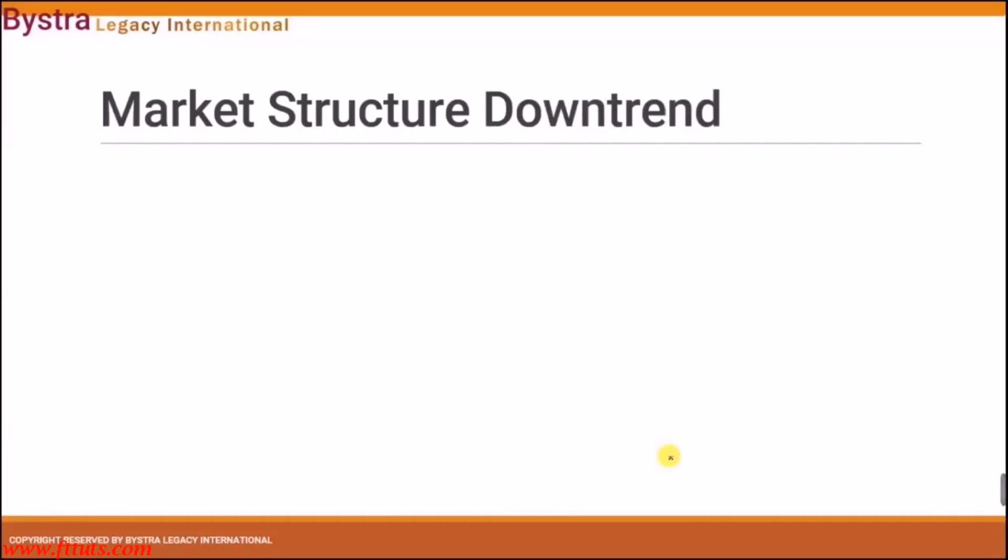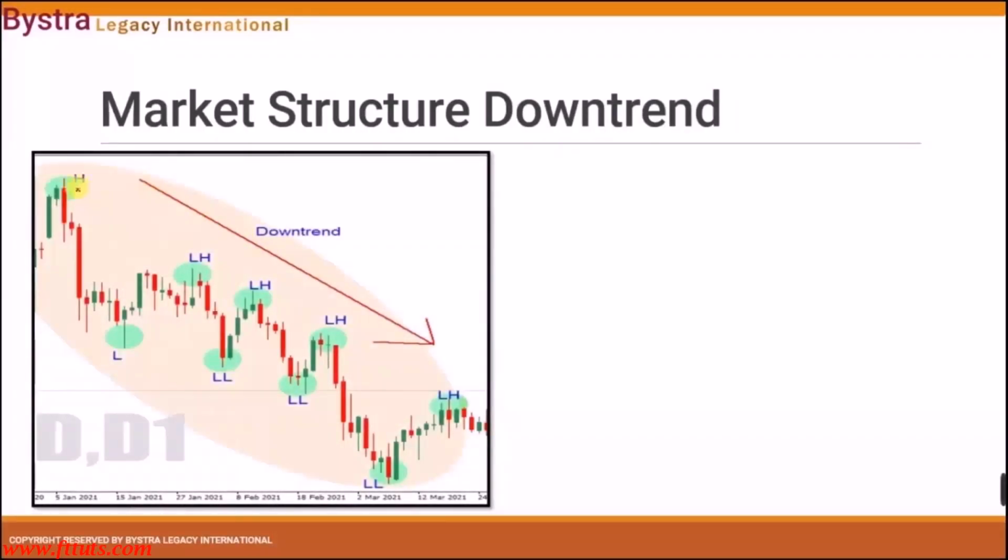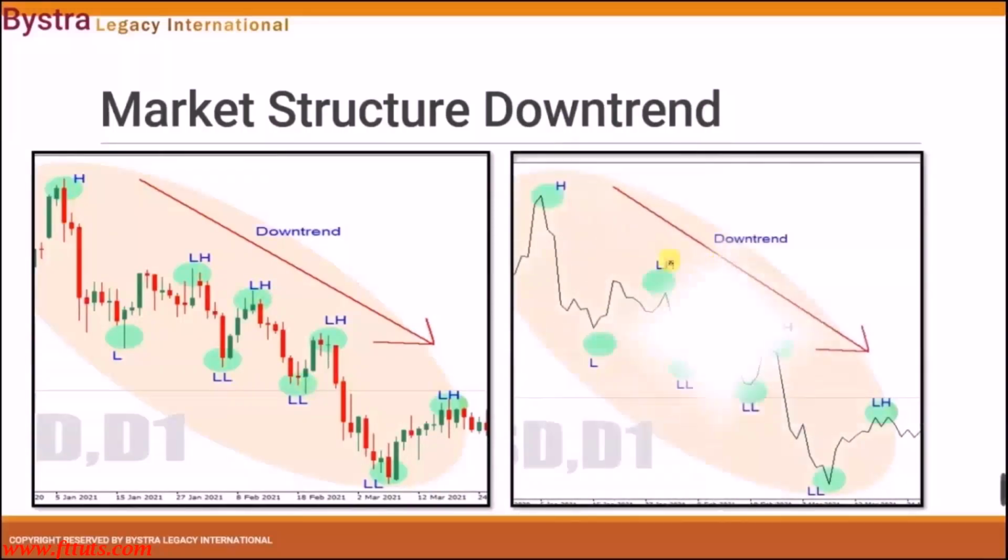Now let's look at the downtrend. So in MT4 charts, this is how the downtrend looks. It has this high, low, lower high, lower low, lower high, lower low. And let's look at the line chart. Same thing happens for downtrend, the high, the low. You can mark this as your lower high, this as your lower low. This is your lower high, lower low, lower high, and lower low, and continue. As long as it is moving in a downtrend, we should have this structure: high, low, lower high, and lower low.